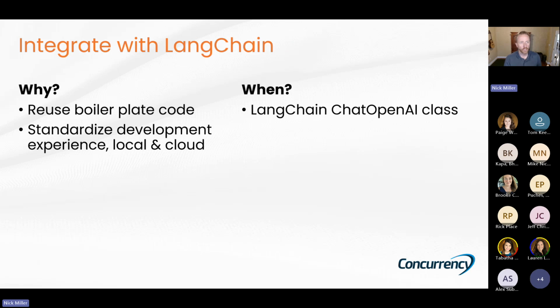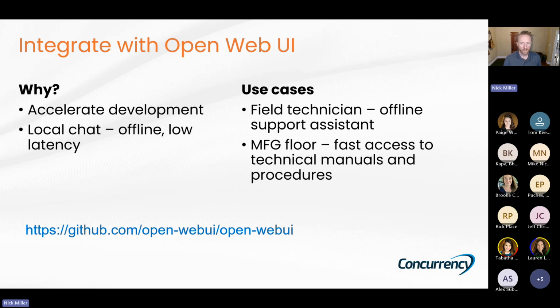And then after that, we're going to look at integrating it with LangChain. And why would we do this? Again, reusing boilerplate code. It's about efficiency in development. And then standardizing the development experience as well. It's the same thing there. So if you have LangChain chain models, we're using the ChatOpenAI class, you can reuse that code and those functions or classes or methods or whatever you've already built. You can reuse those to have local functionality with Foundry Local. And then the last thing we're going to look at is integrating with WebUI.